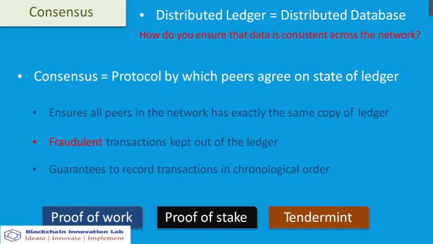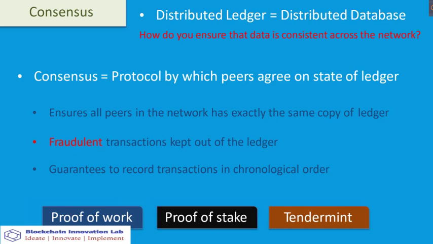You have different kinds of protocols which we will be discussing when we move on to the Ethereum slides. Just to make a note, you have proof of work, proof of stake, Tendermint. Tendermint is not widely used, so the only two protocols you really need to care about are proof of work and proof of stake, right? It ensures all the peers in the network have exactly the same copy of the ledger. Consensus is nothing but a protocol by which peers agree on the state of the ledger. Anything that happens on the blockchain network needs to have consensus, so multiple parties need to agree to it.